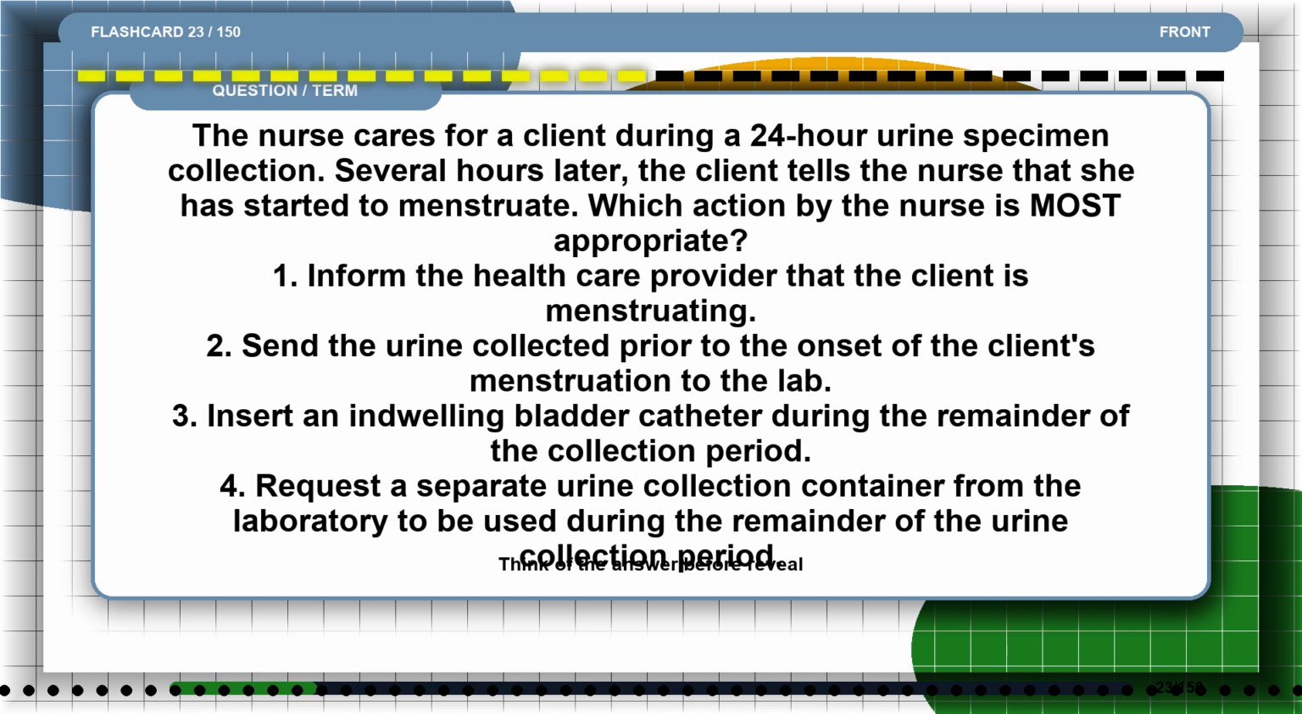2. Send the urine collected prior to the onset of the client's menstruation to the lab. 3. Insert an indwelling bladder catheter during the remainder of the collection period. 4. Request a separate urine collection container from the laboratory to be used during the remainder of the urine collection period. Think of the answer before the reveal.